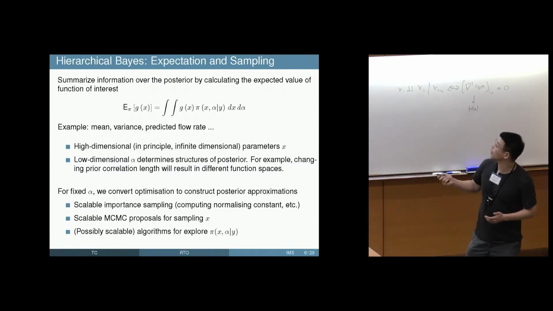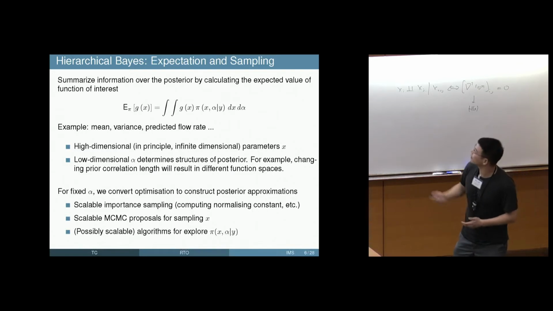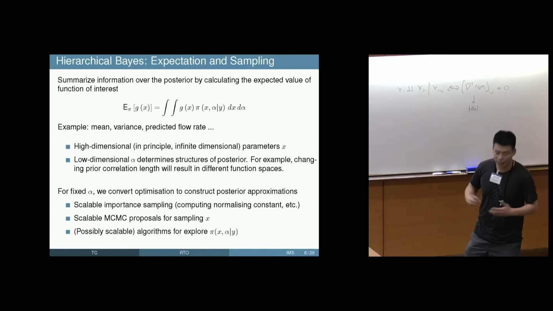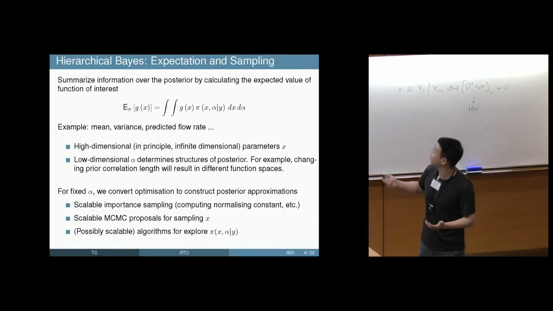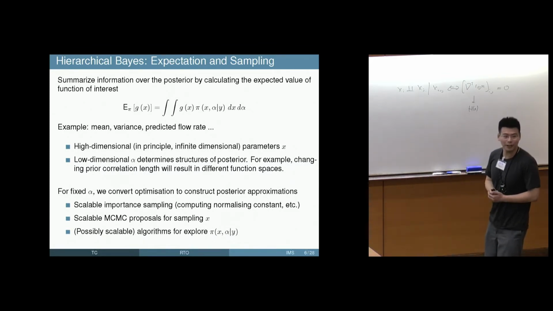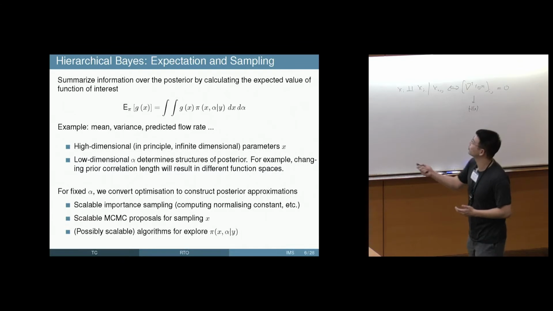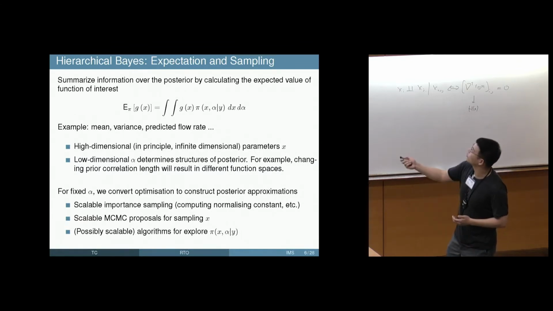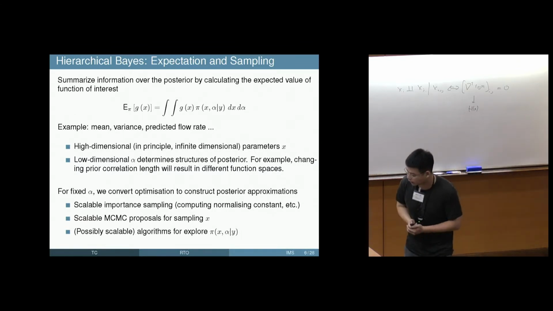And also, hopefully, we want to extend the scheme for sampling with fixed hyperparameter alpha to sampling the joint posterior of x and alpha together. This part is still ongoing work. At the time I submitted my abstract, I thought I could finish that by the time I gave the talk, but it's still ongoing work. I will show you some initial results here. But for those top two bullet points, we are almost done with everything.